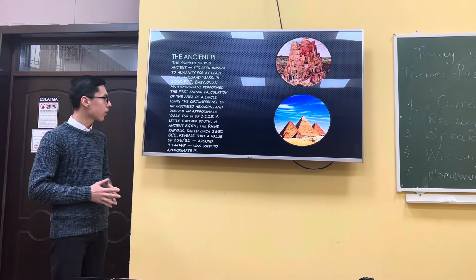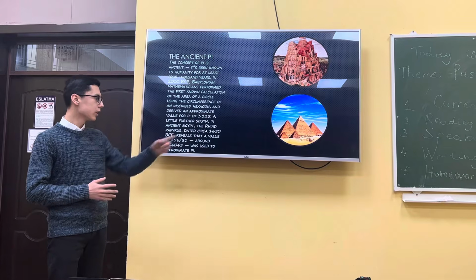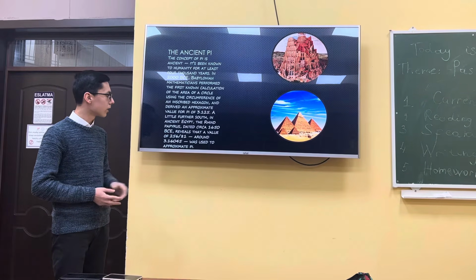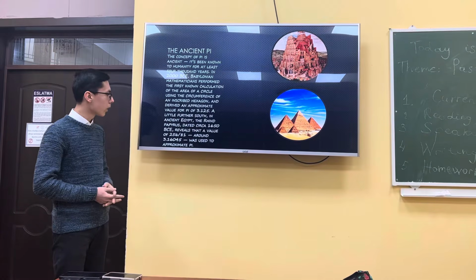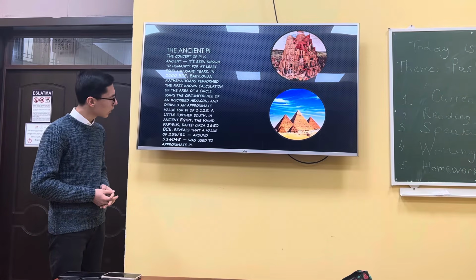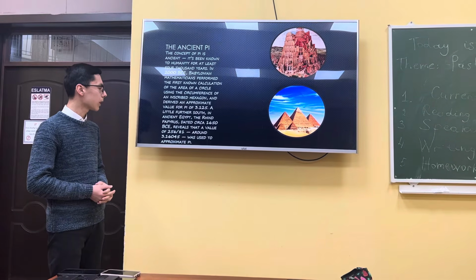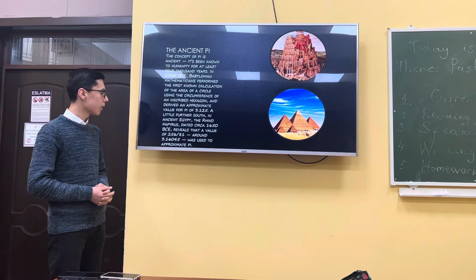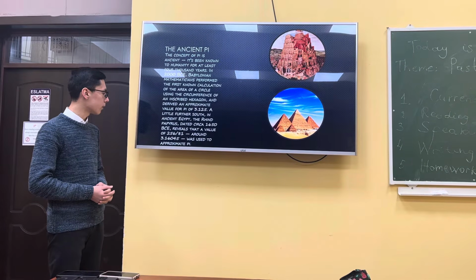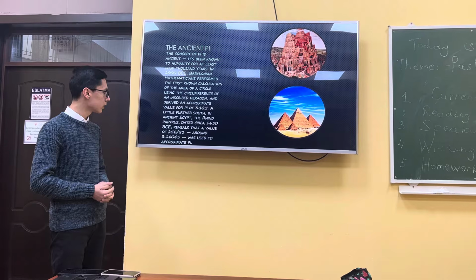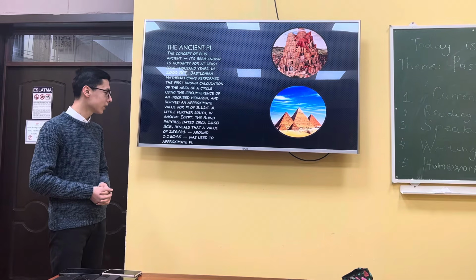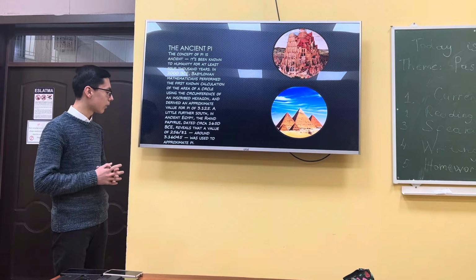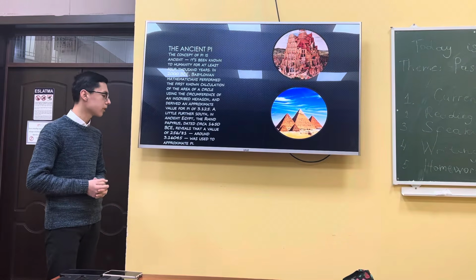They derived an approximate value for pi of 3.125. A little further south in ancient Egypt, the Rhind Papyrus, dated circa 1650 BCE, reveals that a value of 256 divided by 81, around 3.16045, was used to approximate pi.